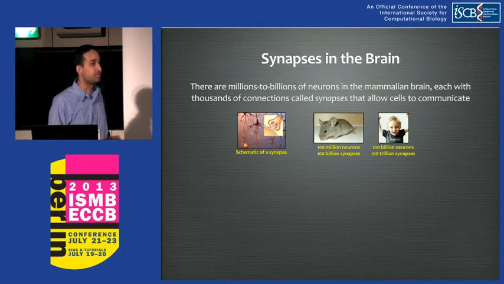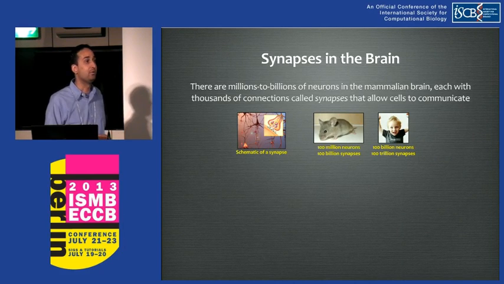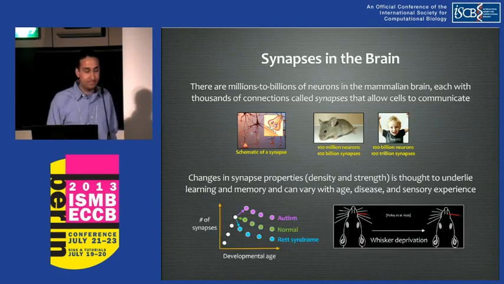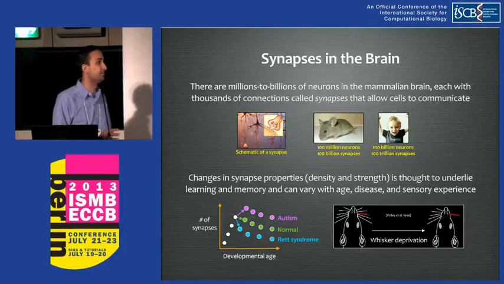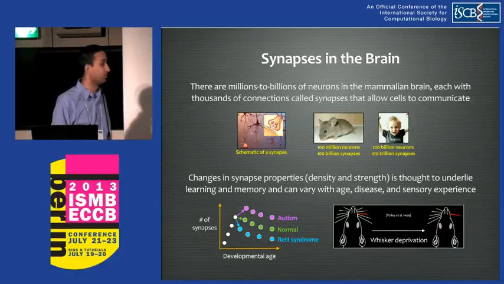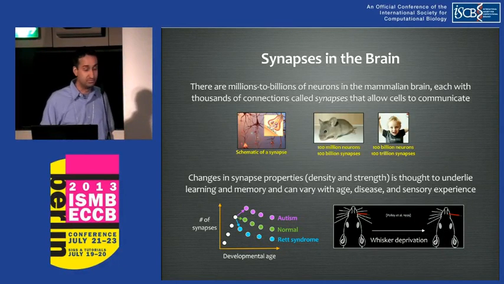In our brains, just to give you an idea of the scale, we have about 100 trillion synapses amongst about 100 billion neurons or so, a massive amount. And synapses are important because changes in their properties, and in particular their density or their distribution in a region, and in their individual strength, is thought to underlie learning and memory in the brain and can vary according to ages, according to different diseases, or sensory experience.